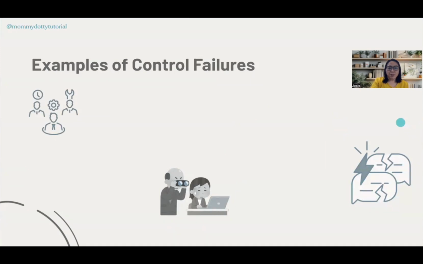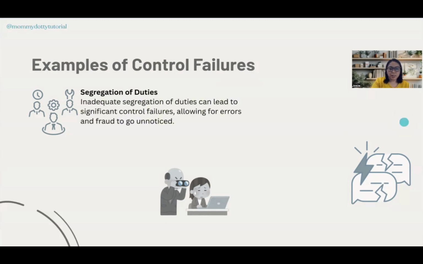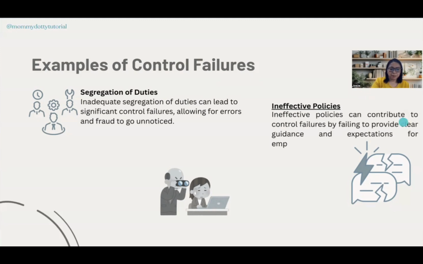So ano yung mga examples of control failures? Control failures can occur due to inadequate segregation of duties, lack of supervision, or ineffective policies. So inadequate segregation of duties can lead to significant control failures, allowing for errors and fraud to go unnoticed. While ineffective policies can contribute to control failures by failing to provide clear guidance and expectations for employees.